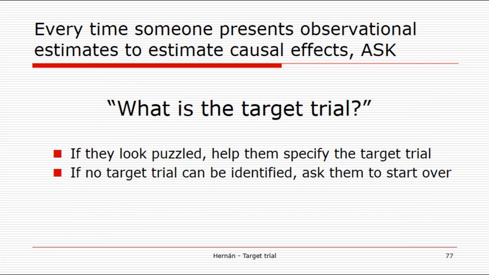So anytime that someone presents a causal analysis, the first question that we have to ask is, what is the target trial? And if they don't know what the target trial is, we can try to help them. And if we conclude that there is no possible target trial we can think of, even hypothetically, then chances are that's not a very good causal question. Okay, thank you.